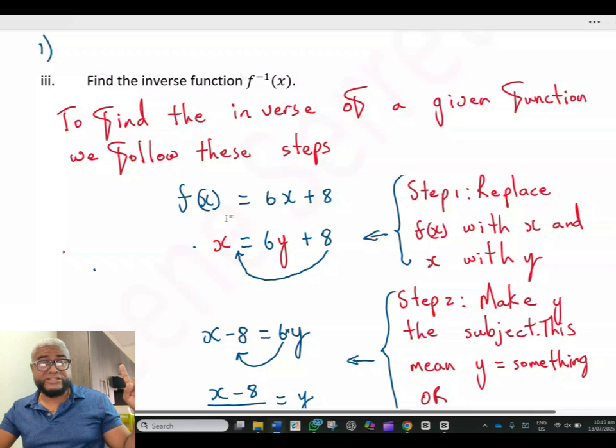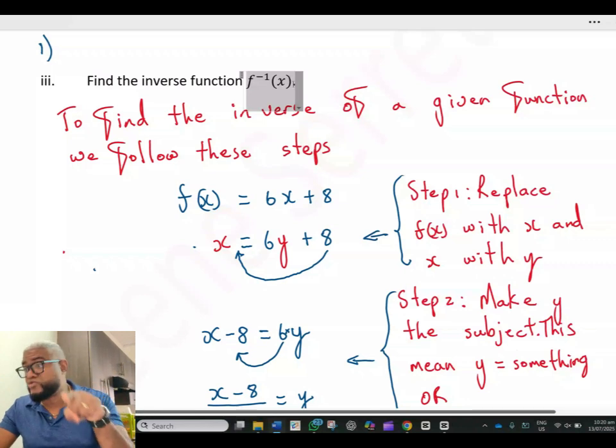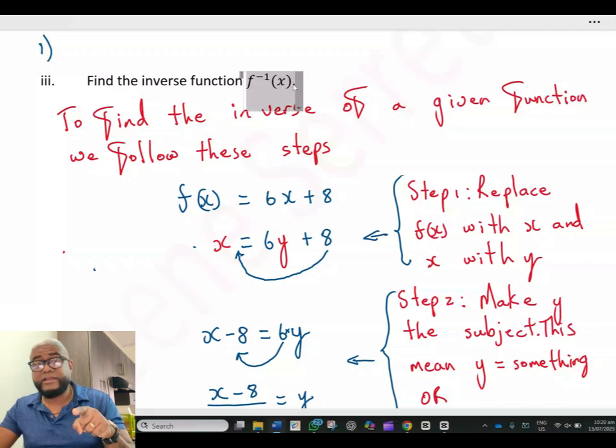I put in red what I replace, right? So replace f of x with y and x with y. That's step 1. We're trying to find the inverse of the function. This is mainly what we will be doing today. We'll be doing a lot of inverse functions today again, right?